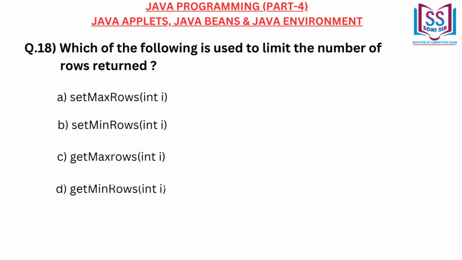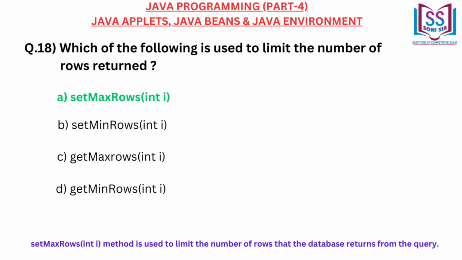Which of the following is used to limit the number of rows returned? A. Set max rows, int. B. Set min rows, int. C. Get max rows, int. D. Get min rows, int. Correct answer A. Set max rows, int. Set max rows method is used to limit the number of rows that the database returns from the query.